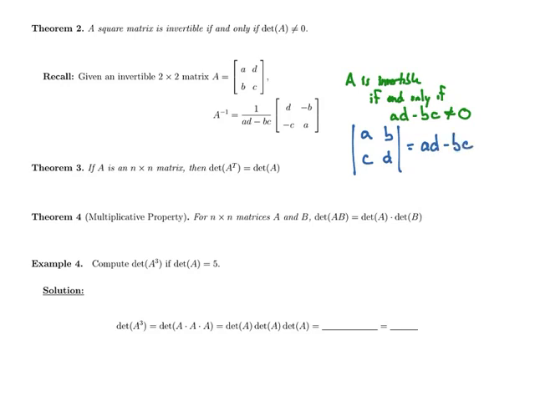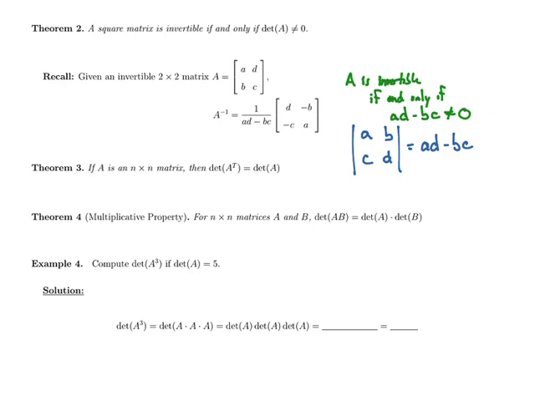And that's where we're saying that if this determinant AD minus BC equals 0, then we don't have an inverse. The matrix is not invertible. So that is our first useful theorem: we can determine if a matrix is invertible or not by looking at the determinant of the matrix.